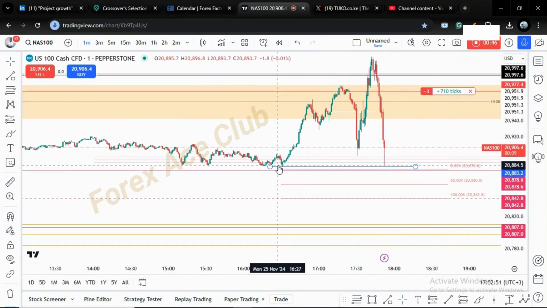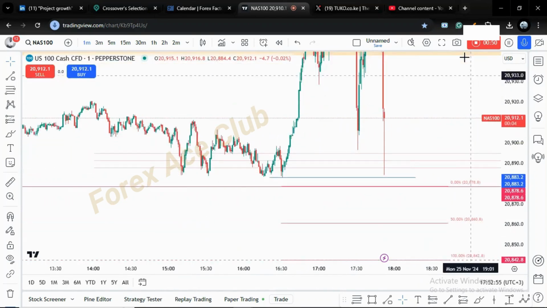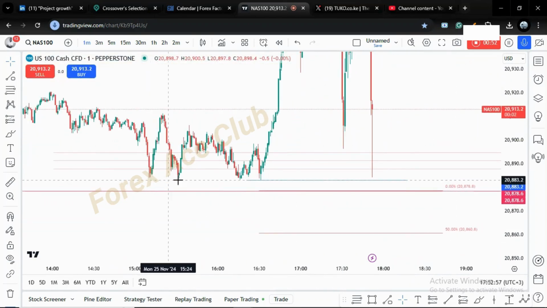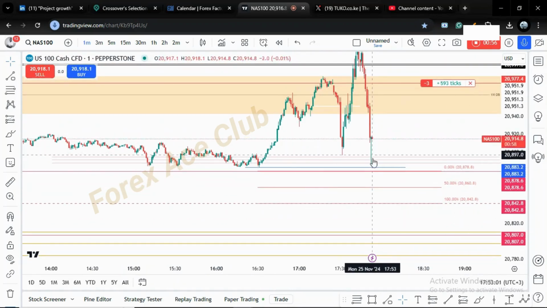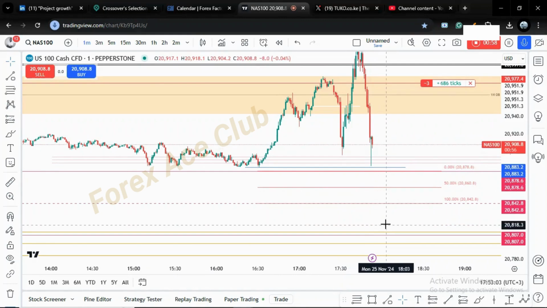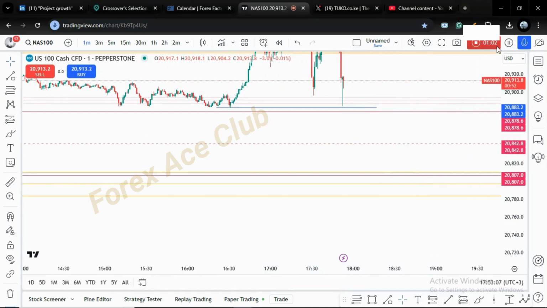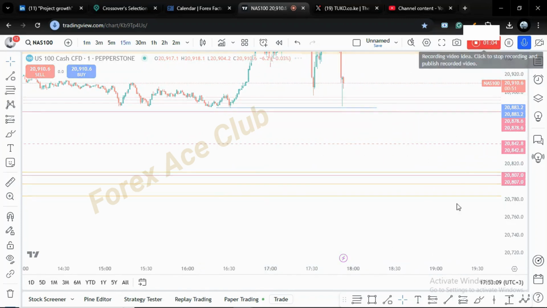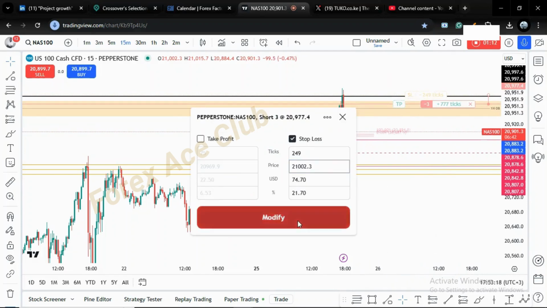So the blue line represents sell side. All this is liquidity, and I'm expecting price to take out that liquidity. So let's go to the 15 minutes time frame. So this is the actual trade. Stop loss is here, 304 ticks.